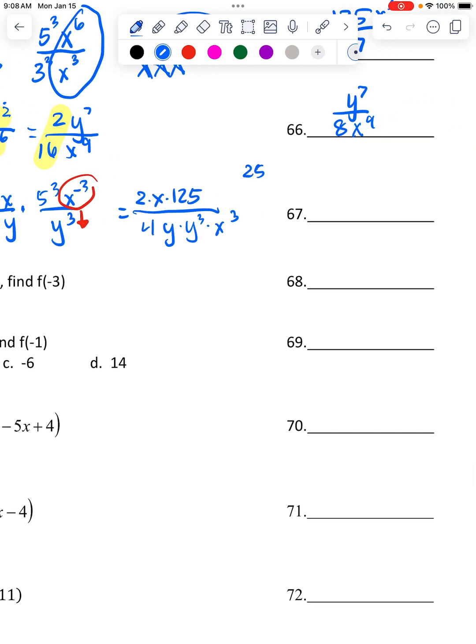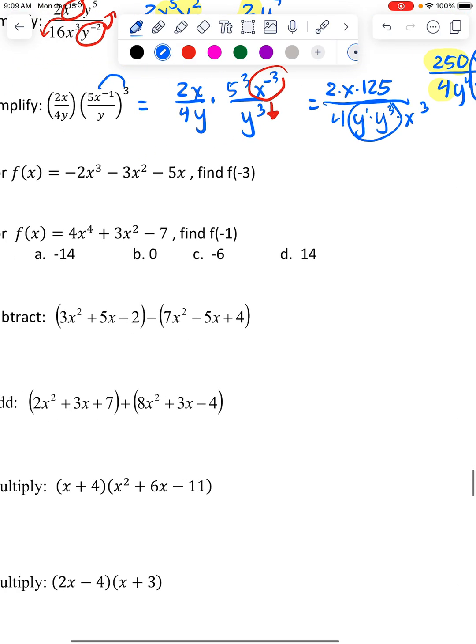So on the top, I end up with 250 for a number part, and then an x. And on the bottom, I end up with 4, y to the 4 because these combine, and then x to the third. So if I reduce my number part, they both divide in half to be 125 over 2. Then here for x's, I have 2 extras, but they're on the bottom. And then my y to the 4 doesn't have anything else to interact with, so I end up with a y to the 4 on the bottom.